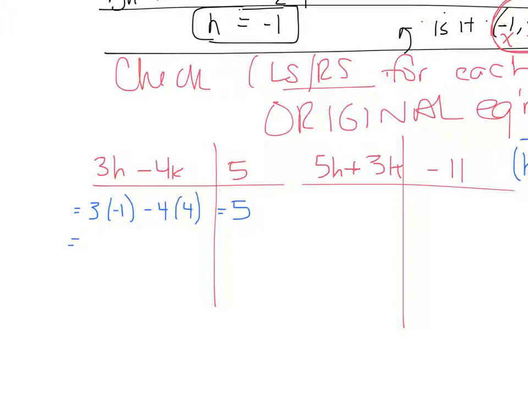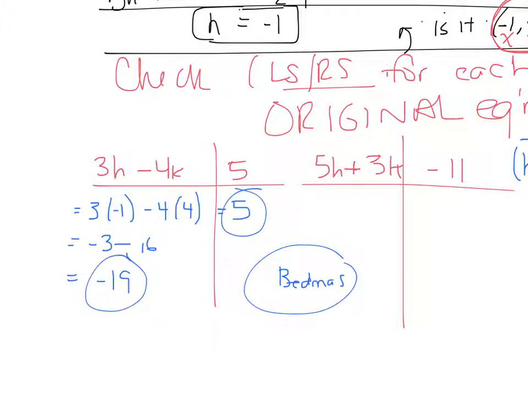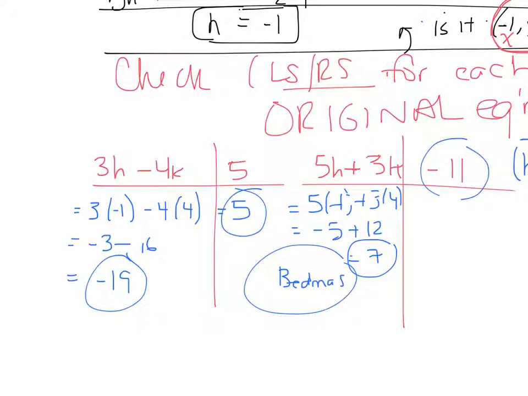We follow BEDMAS when we do our checks. Very, very important. So -3 minus 16, oh dear, that's not equal to 5, is it? So -19 and 5 not quite equal. Let's check the second equation. So 5 times -1 plus 3 times 4, -5 plus 12, that's equal to 7, again, which is not equal to -11.